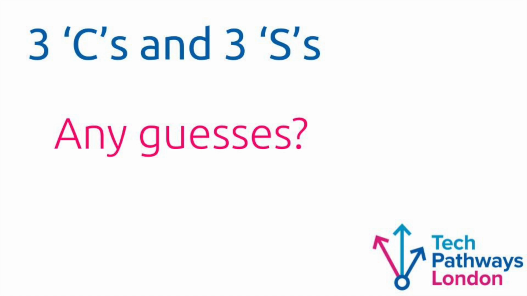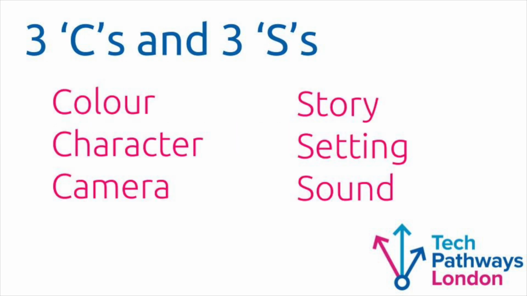They talk about the 3 C's and the 3 S's as ways of analysing film, and ways into analysing film. But I think they're also important to think about when we're looking at creating film. So I'll give you one of the C's is character, one of the S's is sound. Anyone want to have a go at going in the chat and popping in other things that you think might be in the 3 C's and the 3 S's? Here we go. Colour, character, camera, story, setting, sound.